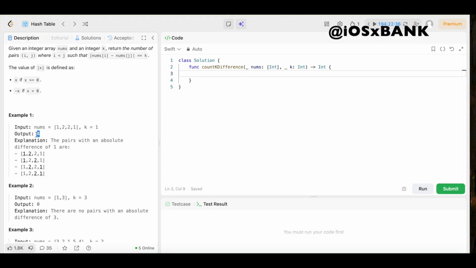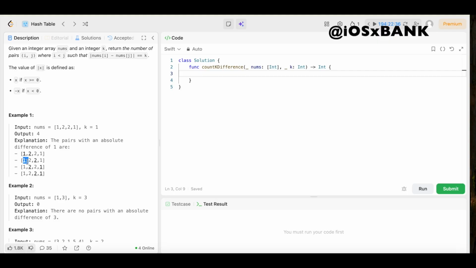That means we were able to find 4 pairs. The explanation says the pairs with the absolute difference of 1 are 1 and 2 right here, because if we subtract 2 from 1, we get negative 1. The absolute value of negative 1 is 1, because remember, the absolute value is just how far a number is from 0. So the absolute value is always going to be a positive number, whether the difference is negative or not. In this case, the difference is negative 1, so the absolute value is 1. That's equal to k. So that's one pair.